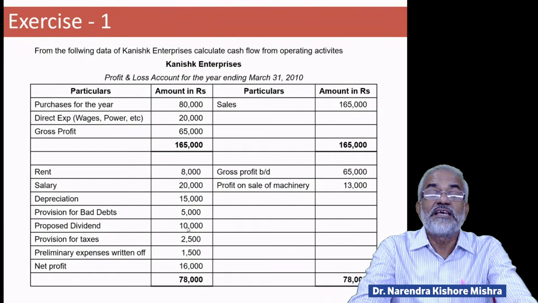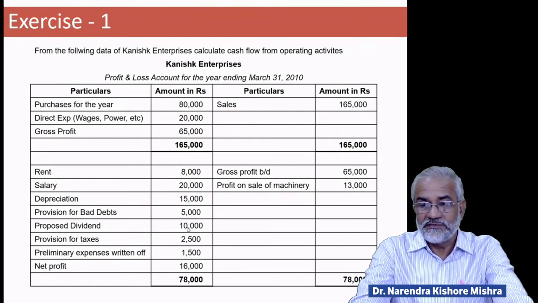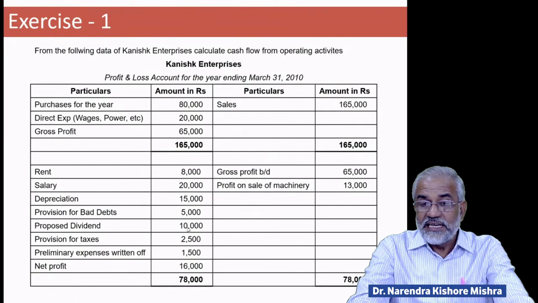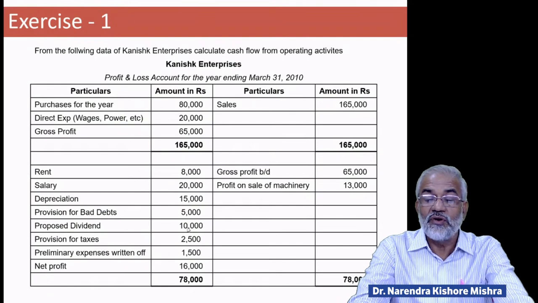Since all these items are expenses, they are debited to the profit and loss account. As a result, the profit and loss account gives rise to a net profit of 16,000. This net profit of 16,000 does not necessarily mean that the cash profit is also 16,000, because there are some items on the debit side of the profit and loss account which do not result in an outflow of cash.